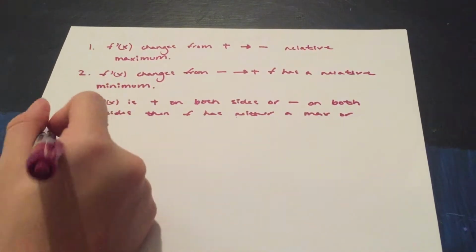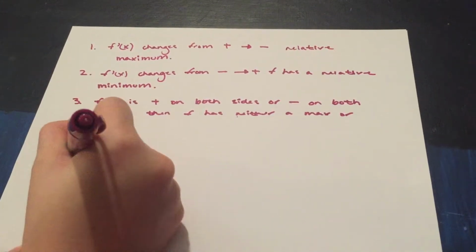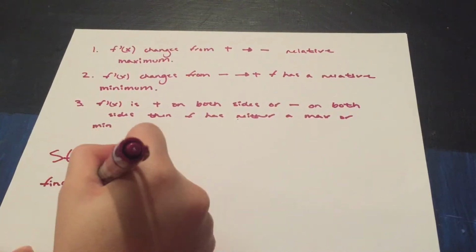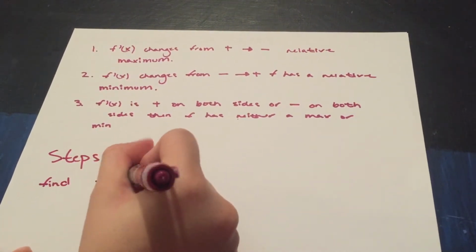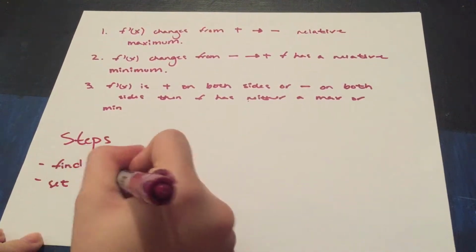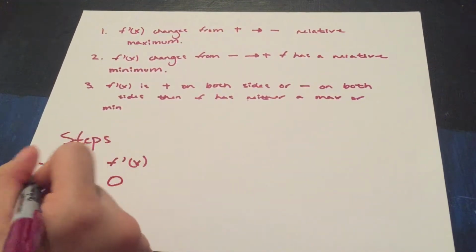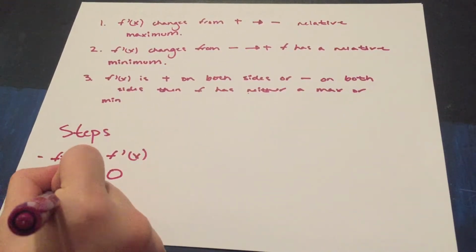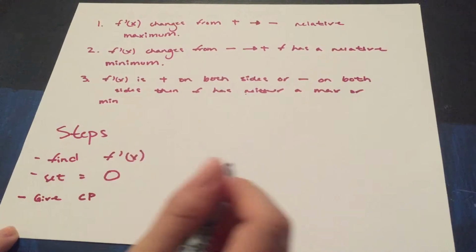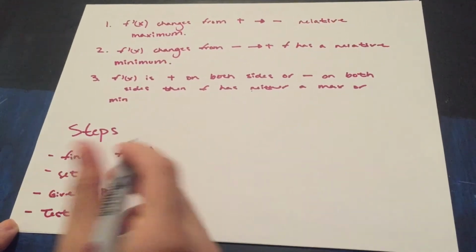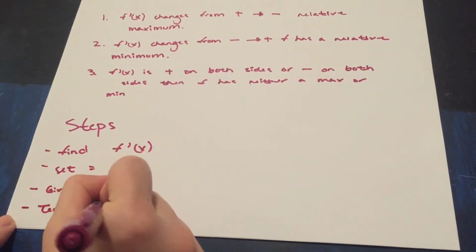You're going to find f prime of x. Then you're going to set it equal to 0, and this is going to give you the critical points, and then you test the values.